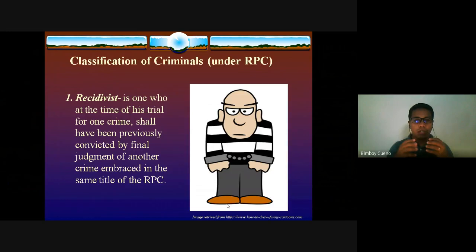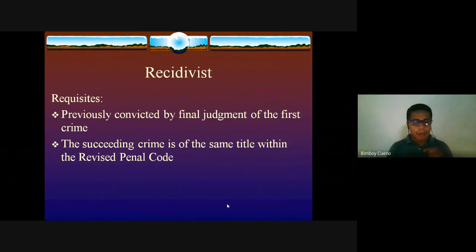A person who is considered a recidivist is one who, at the time of his trial for one crime, shall have been previously convicted by final judgment of another crime embraced in the same title of the Revised Penal Code. Based on the definition, we can extract two requirements. One, the person should be previously convicted by final judgment of the first crime. And two, the succeeding crime is of the same title within the Revised Penal Code.